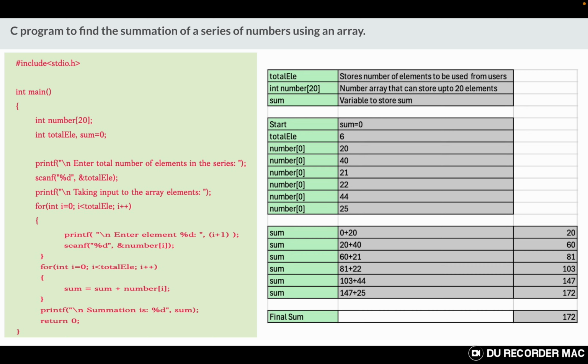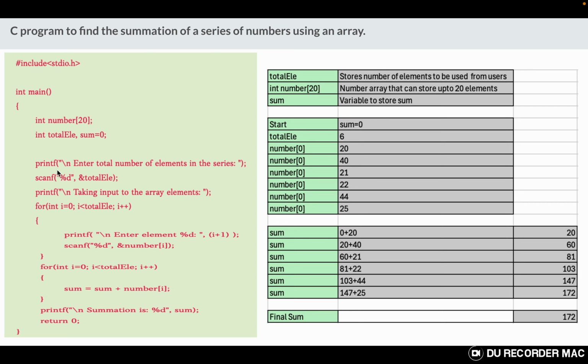Now say this is the program. Initially we have declared an array that can store up to 20 elements. Then total element is an integer variable that we have declared to take input from the user, for how many numbers they want to enter. And then we have a sum variable, which we have initially declared as 0. This value is the final thing that we will be printing. So let's see how it goes.